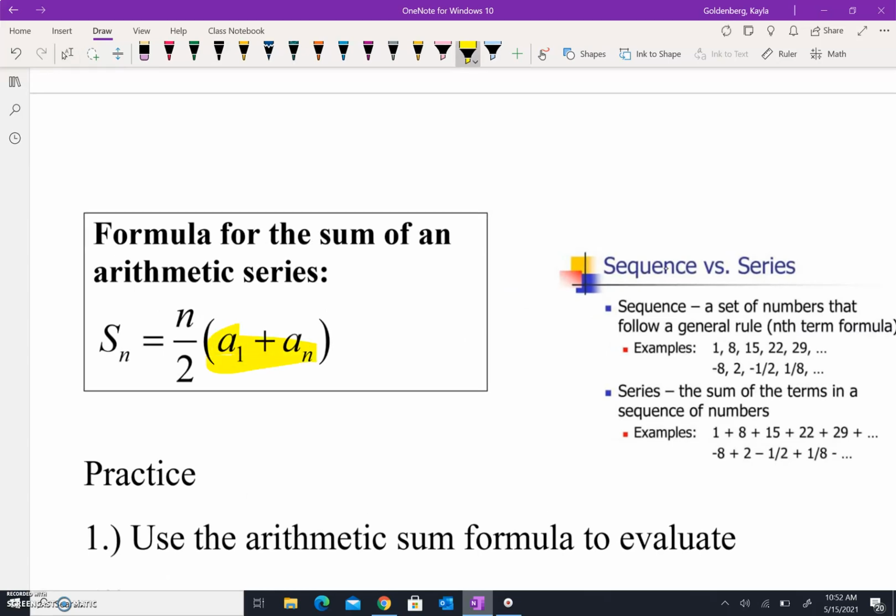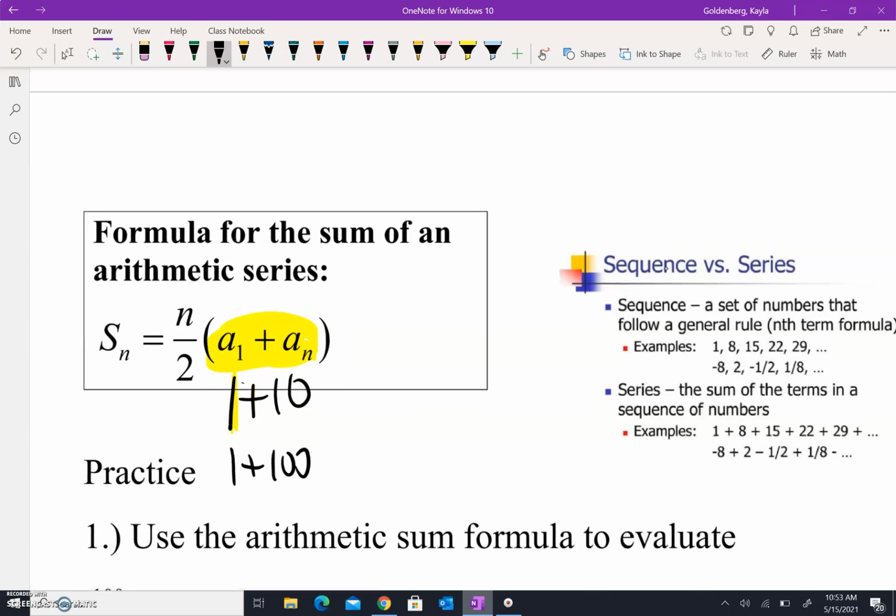What this piece here, A1 plus AM, is just like how we had to add the 1 plus the 10, or the 1 plus the 100. Remember how we had pairs of 11 or pairs of 101? That comes from adding the first term plus the last term. The second piece is my number of pairs. Remember, we had to do total amount divided by 2 because they had to pair off to make that sum. So same thing as 100 cut in half is 50.